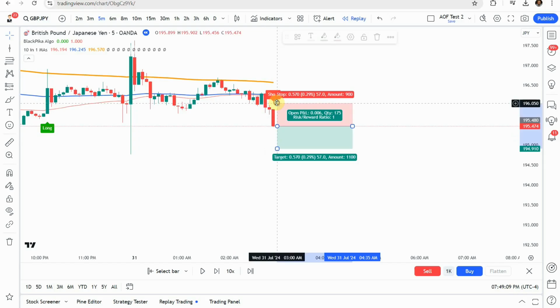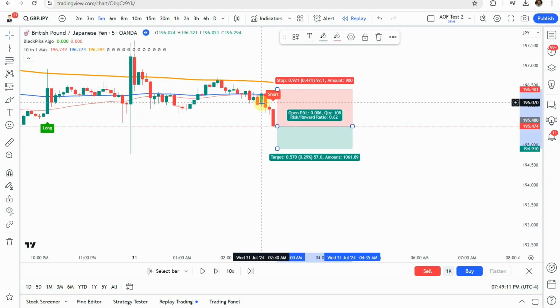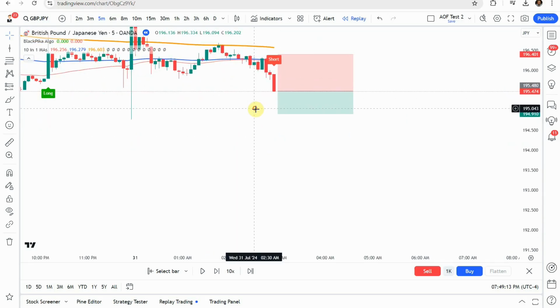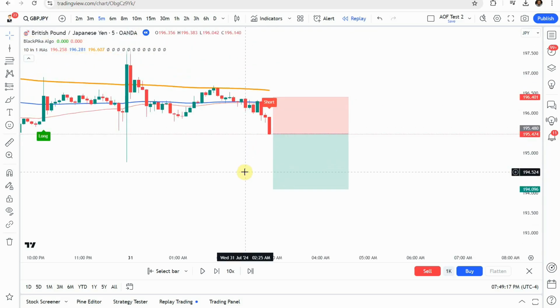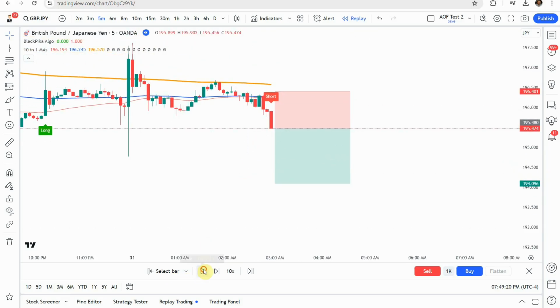Put your trade right there, put your stop just right above this pivot right here, and then I'm going to target a 1 to 1.5 risk reward just like before. Let's play this one forward and see how it plays out.